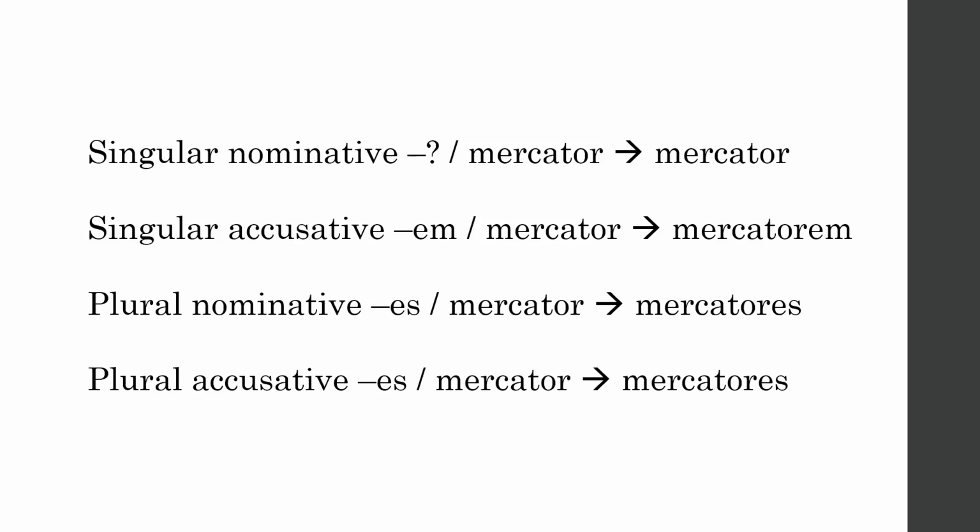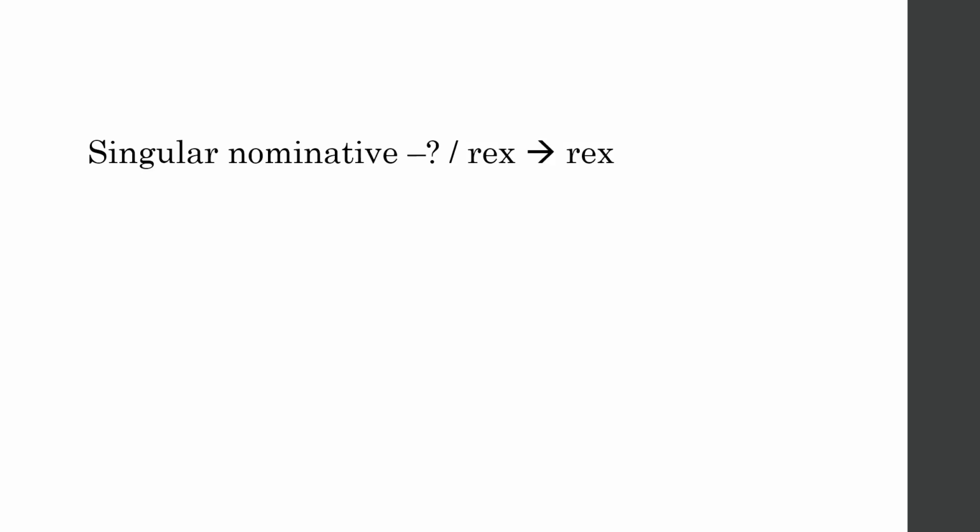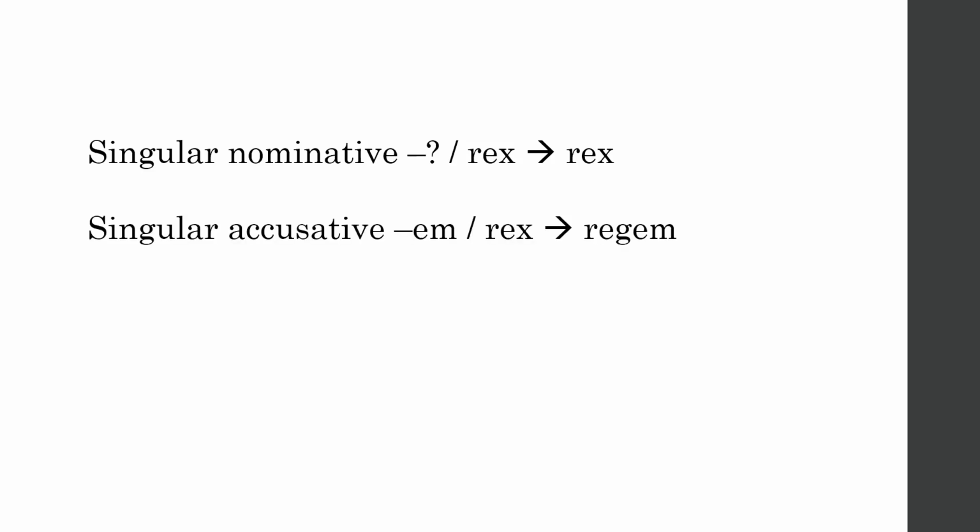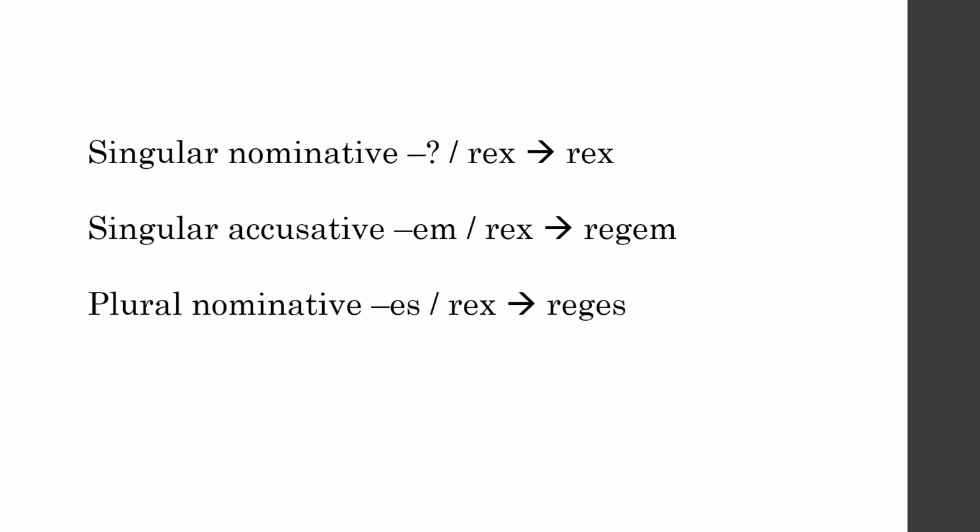Now, since third declensions can have a whole host of different endings in their singular nominative, let's look at another example. We'll look at rex, or king. So rex in the singular accusative takes the ending em, so rex becomes regem. Plural nominative es, so rex becomes reges. And plural accusative es again, so rex becomes reges.